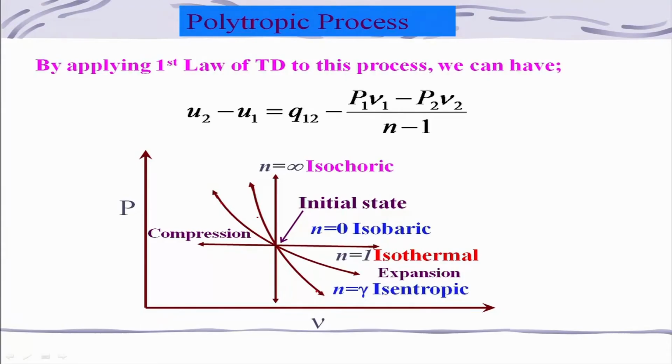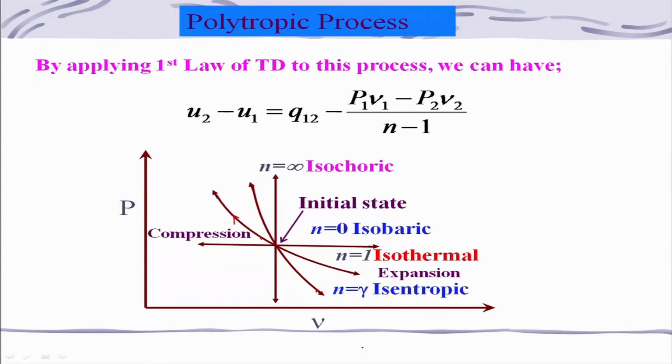going from a higher volume to a lower volume. So, if the process goes this way, that process is a compression process. So you can have processes like isothermal expansion and isentropic expansion, and similarly isothermal compression and isentropic compression.